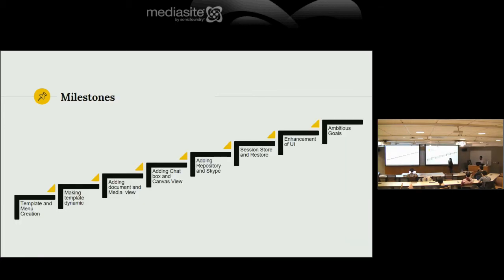Talking about the milestones, firstly, we are going to create the default template and the menu that is shown. Then we'll make this template dynamic. By dynamic, I mean we'll make it editable so that it can have the functionality of adding new elements or deleting the ones already there. And we'll add the document and media view. For documents, we are aiming for PDF and Word currently. And by media, we'll try to add audio and video into the page.